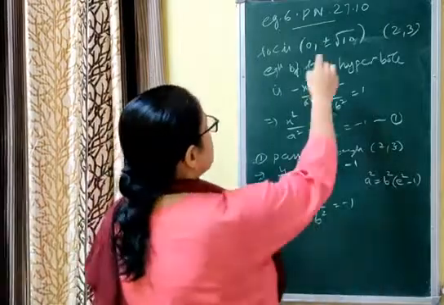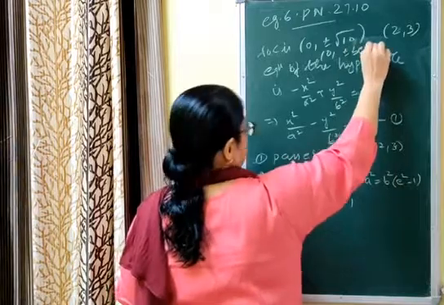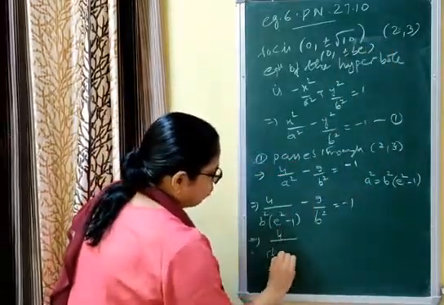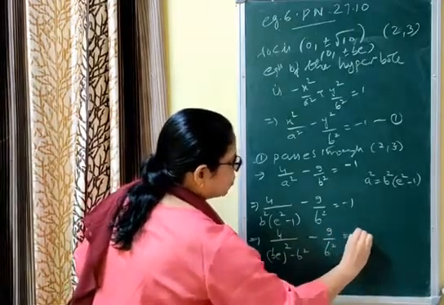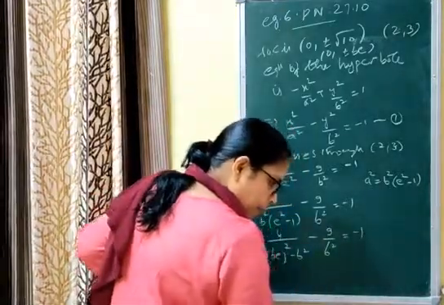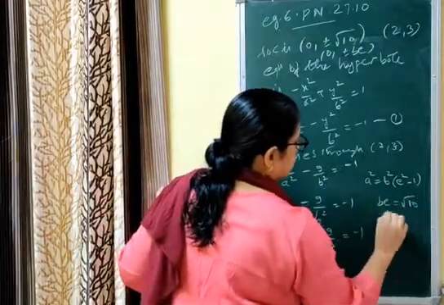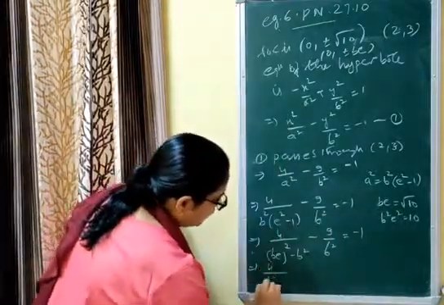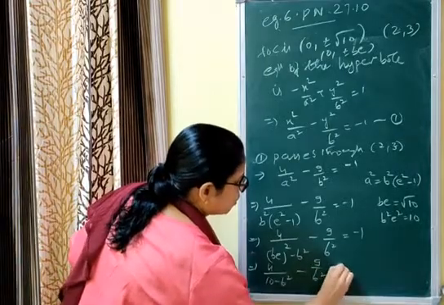Now you are given foci equal to 0, plus or minus root 10. That means 0, plus or minus be. For that you can change this as 4 by b whole square minus b square, minus 9 by b square is equal to minus 1. Now the value of be you can put as root 10. That becomes be equal to root 10, which implies be square equal to 10. That becomes 4 by 10 minus b square, minus 9 by b square is equal to minus 1.